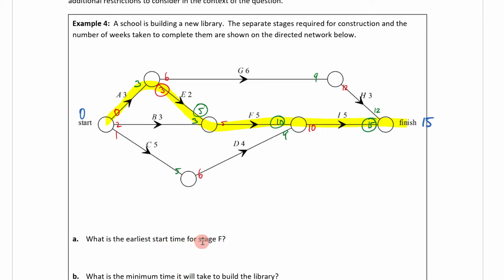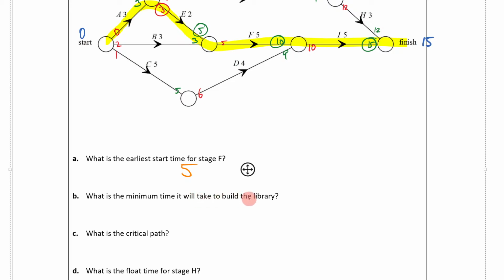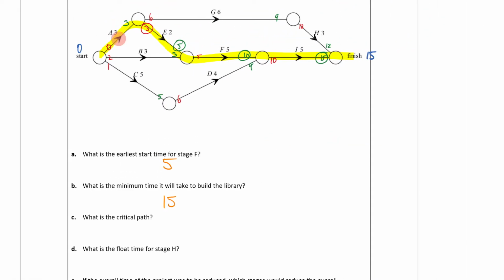What is the earliest start time for stage F? All right, here's stage F. The earliest start time for stage F is going to be this 5 right here. So 5 will be my answer there. What is the minimum time it will take to build the library? It will take 15. So that's taken just from there. What is the critical path? The critical path is A, E, F, I. What is the float time for stage H? Here's stage H. It's going to be 12 minus 9, which is 3. So remember, just that number minus that number.